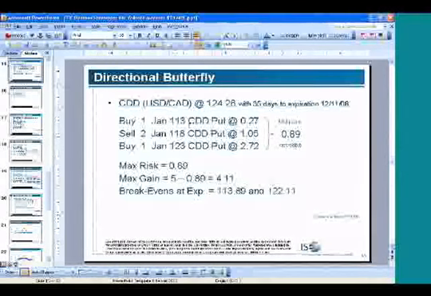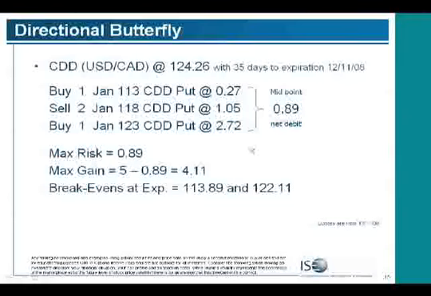So let's go back and look at our little directional butterfly. Now, a lot of people don't think about directional butterflies, but instead of just buying this put outright, which was trading for $1 the other day, we're going to go in and do our butterfly. Have a lot less risk up front. We're buying one of the 113, selling one of the 118, buying one of the 123. The market was at 124 when we looked to do this trade.